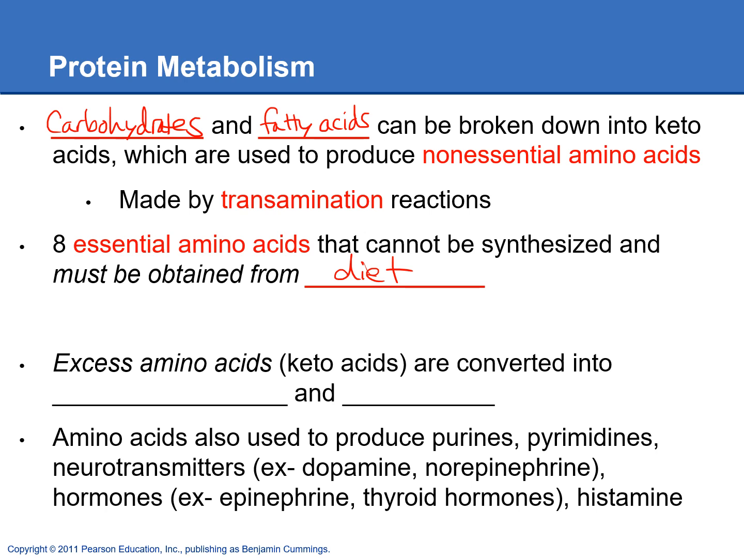Okay, so if you have some extra amino acids, so maybe you ate too many proteins for lunch or something, guess what we can convert those into? Store them for later. We can certainly convert them into fats, so some triglycerides. And we can also convert them into glucose.